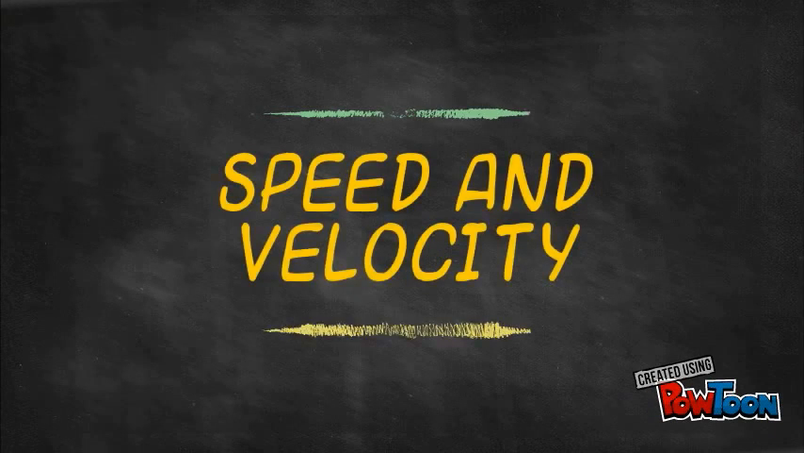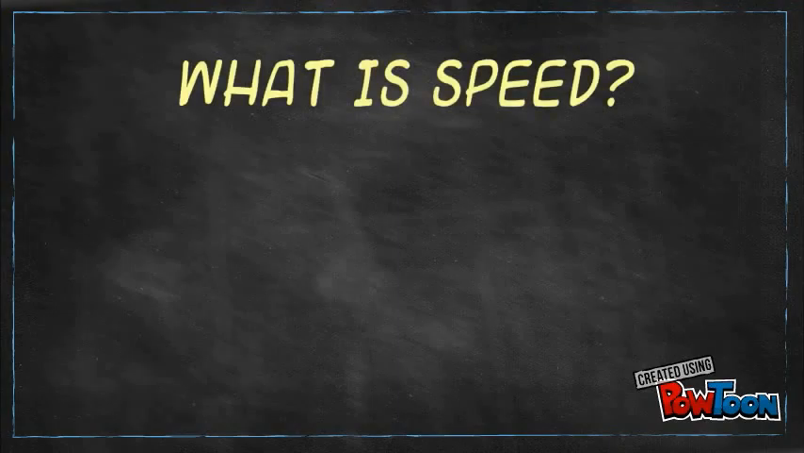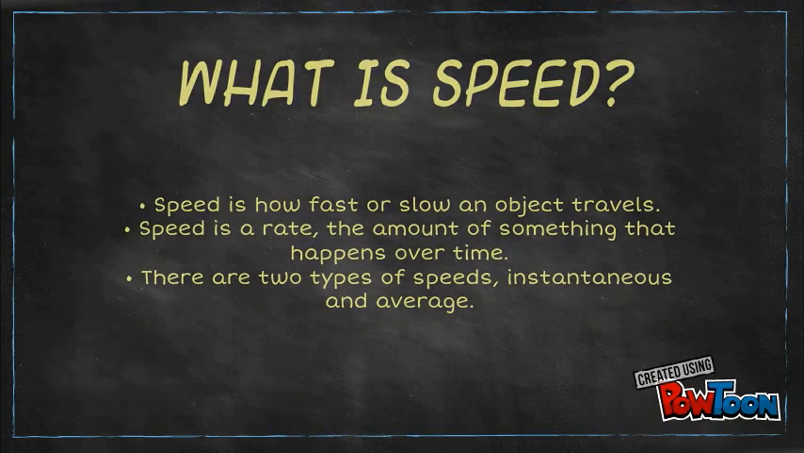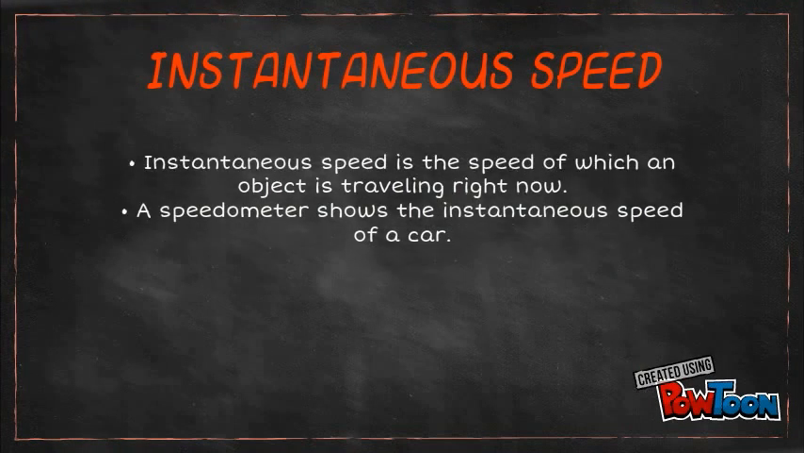Speed and velocity. What is speed? Speed is how fast or slow an object travels. Speed is the rate, the amount of something that happens over time. There are two types of speeds, instantaneous and average. Instantaneous speed is the speed at which an object is traveling right now. A speedometer shows the instantaneous speed of a car.